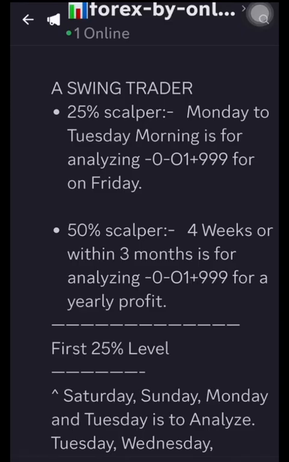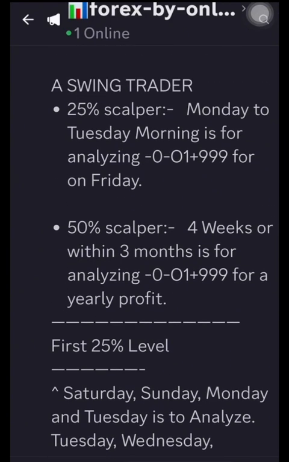Then Tuesday morning is for analyzing gold. Gold means single one, for analyzing gold for Friday. So if you place your analysis on Monday, that is if you want to be a swing trader. After doing Saturday and Sunday, then on Monday you place another analysis again, which will last until the next Friday. So your money will just be moving that way.